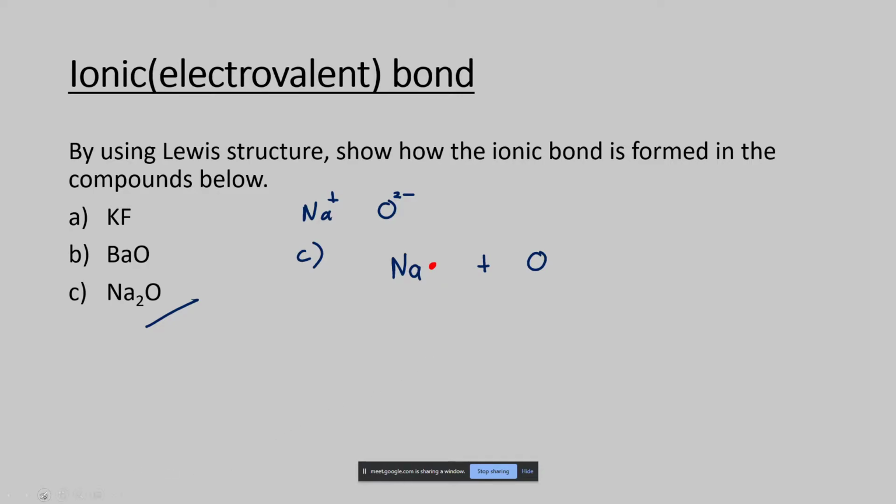So, kalau if you tengok, untuk oksigen, so oksigen dia adalah group 16. Group 16 ada berapa electron valence? Orang tolong cakap. 6. 6.